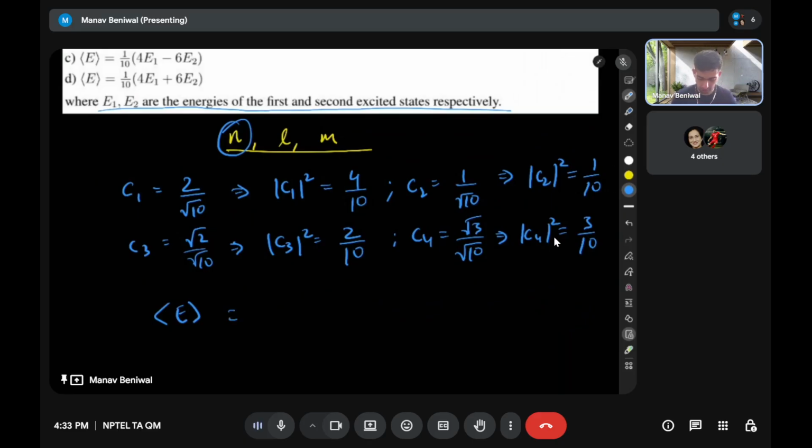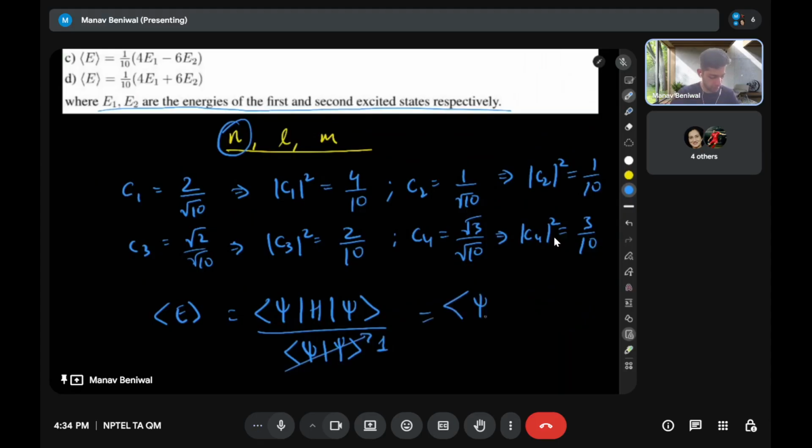So the expectation value of energy E is given like this: psi H psi divided by psi psi. We have already checked that our wave function is normalized, so the denominator just goes to 1, and we are left with simply this thing. But we have already computed the mod square of the coefficients, so we can just forget about this thing.